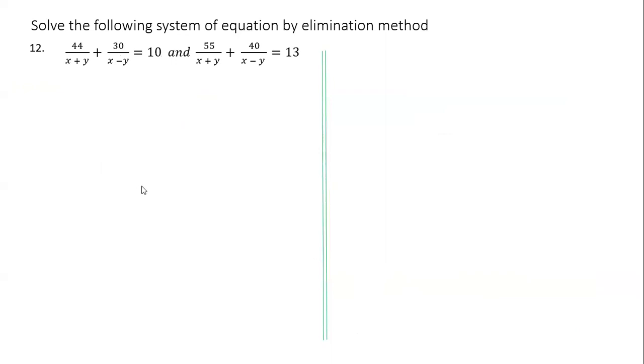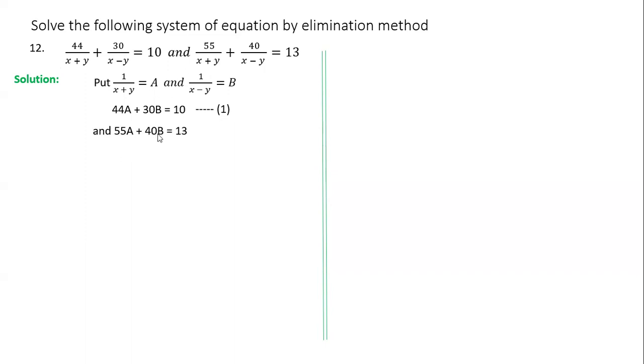See the 12th question: 44 upon x plus y, 30 upon x minus y is equal to 10. If it is in this form, then you have to put 1 upon x plus y is equal to a and 1 upon x minus y is equal to b. The whole thing you have to take as a. So it will be 44a plus 30b is equal to 10, and this will be your first equation, and this will become 55a plus 40b is equal to 13. This is the second equation.